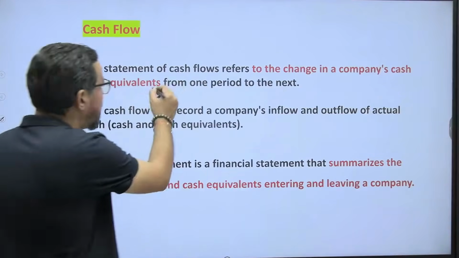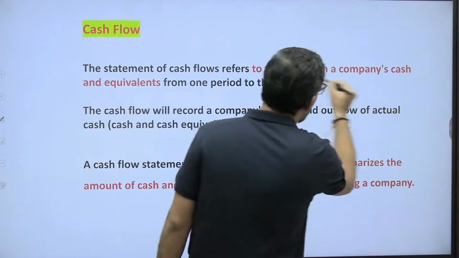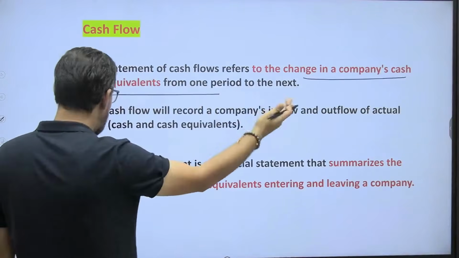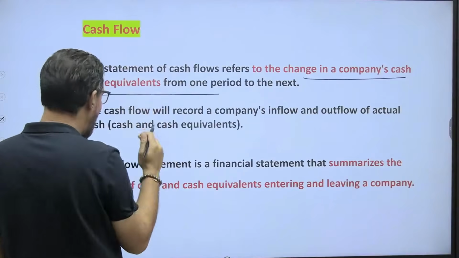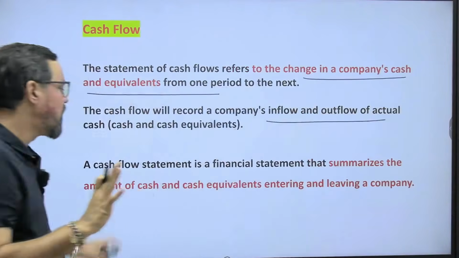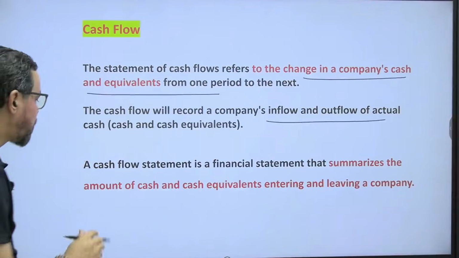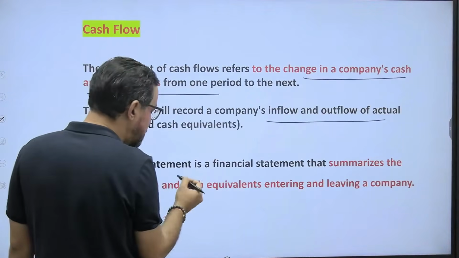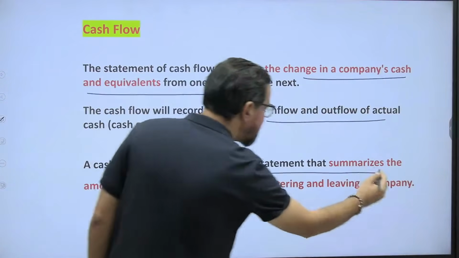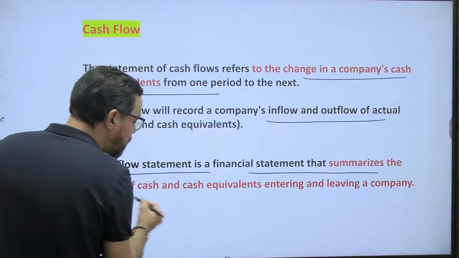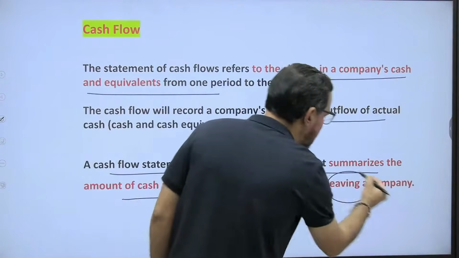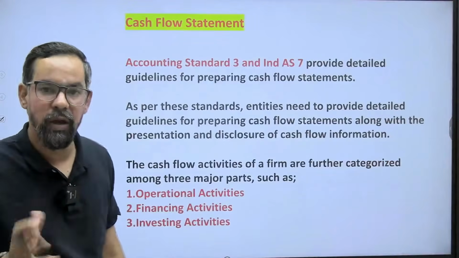The statement of cash flow refers to changes in a company's cash and equivalents from one year to the next. Okay. So opening to the end. The cash flow will record a company's inflow and outflow of actual cash and equivalents. Okay. A cash flow statement is a financial statement that summarizes the amount of cash and equivalents entering and leaving a company. So that is all about your cash flow statement.